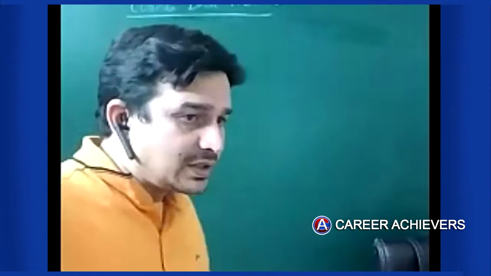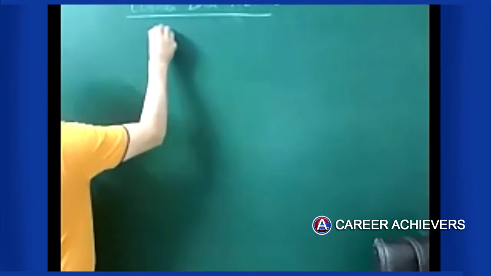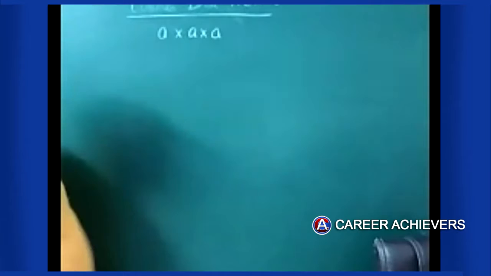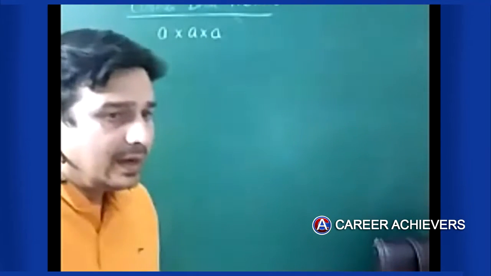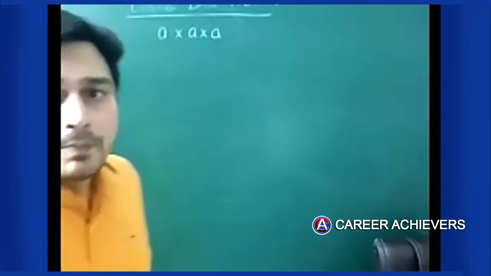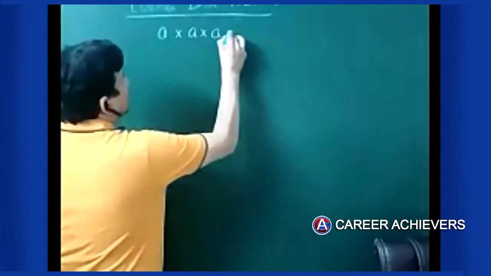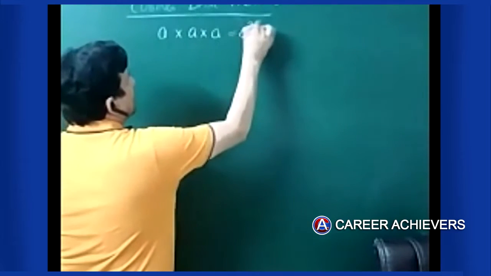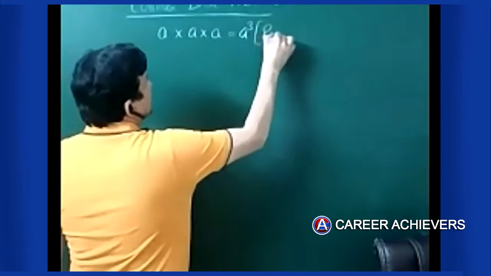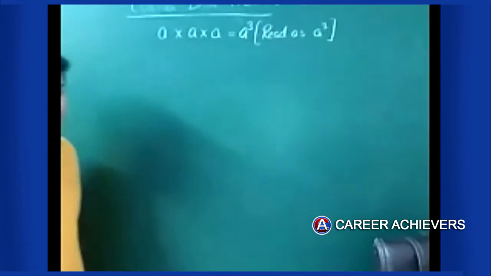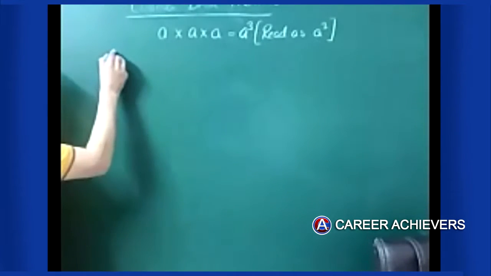What do I mean by saying cube? Cube of a number is the product of the number by itself 3 times. So if the number is a and I multiply a by a 2 times, then I get a cube. This is written as a to the power of 3 and read as a cube. Let us see some examples which you already know.